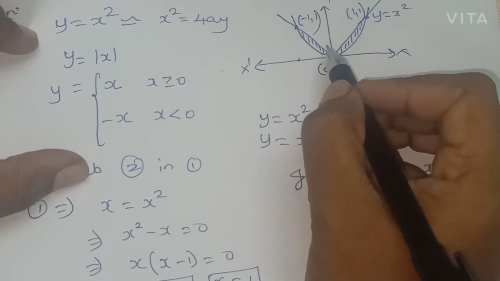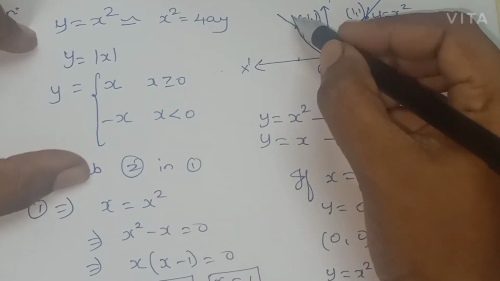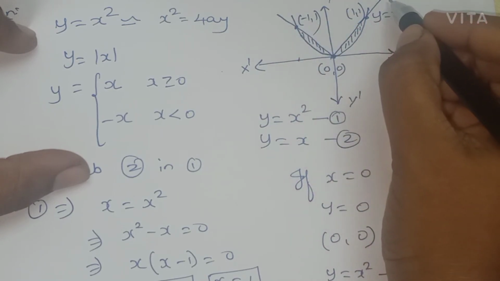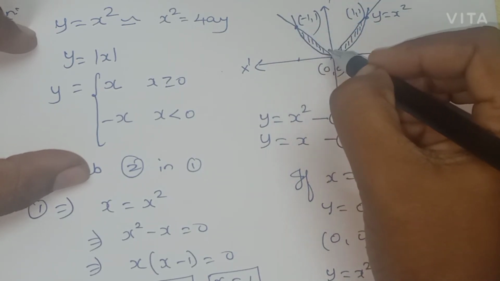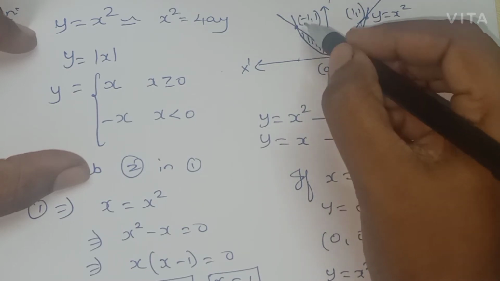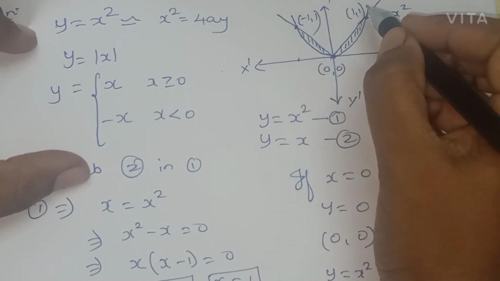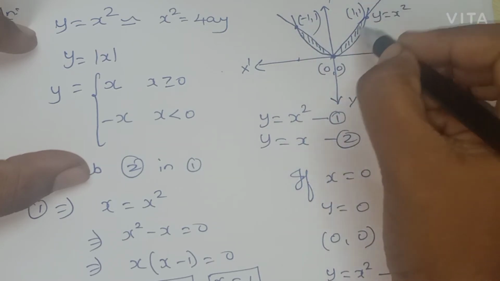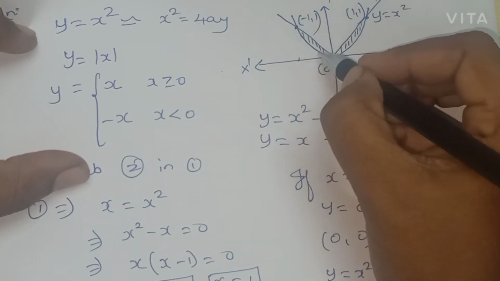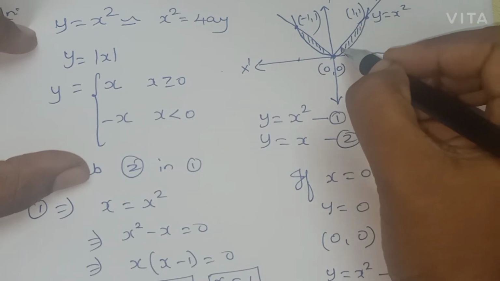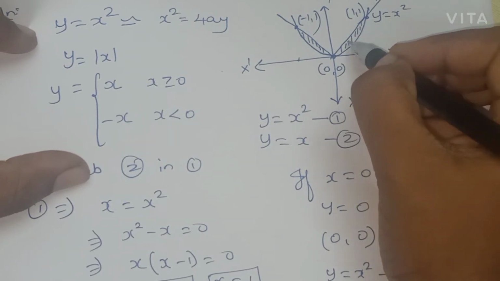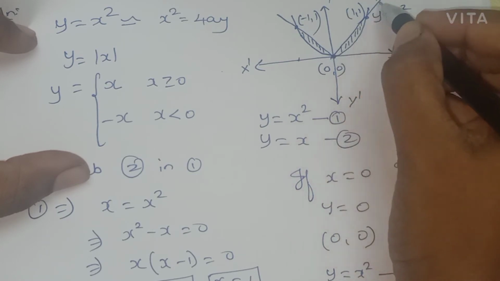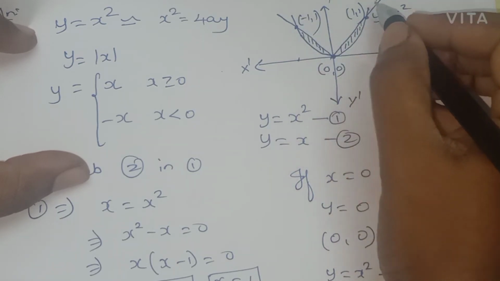So how can we find the area of this shaded region? This is a parabola and the parabola is intersected by a line. In order to find the area of this shaded region, we take the area under the line minus the area under the parabola. If I subtract this space, then definitely I will get this area.